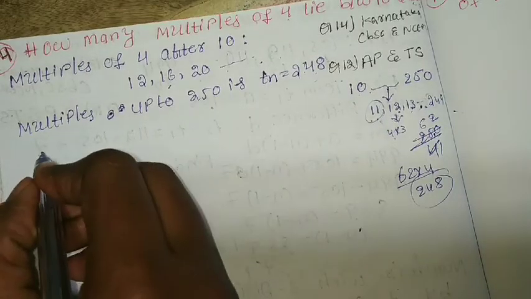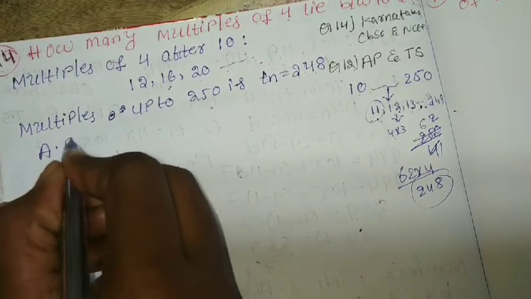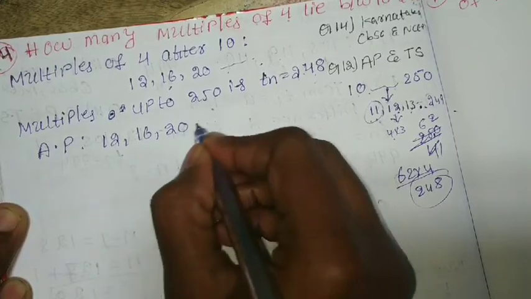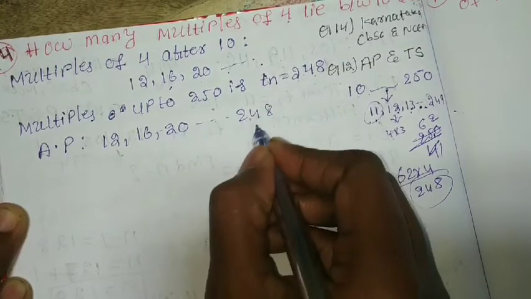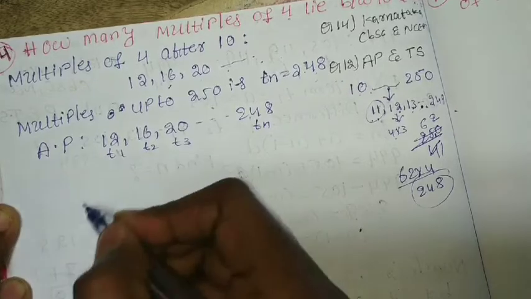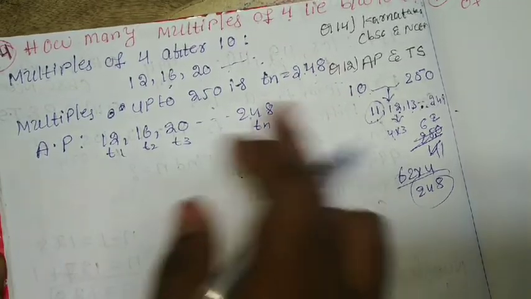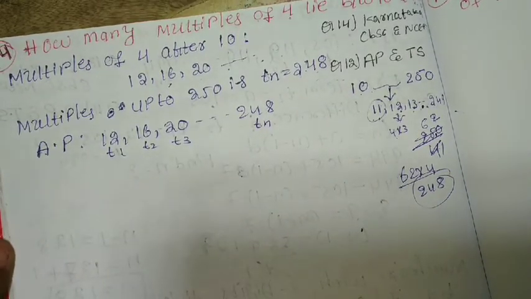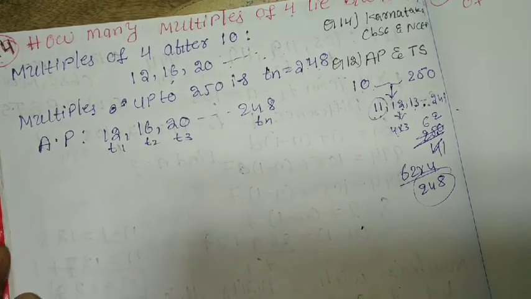Okay. So given arithmetic progression: 12, 16, 20 and so on to 248. See, this is the nth term. Term 1, term 2, term 3. What we need to find? How many terms do we have from 12 to 248? So simple.